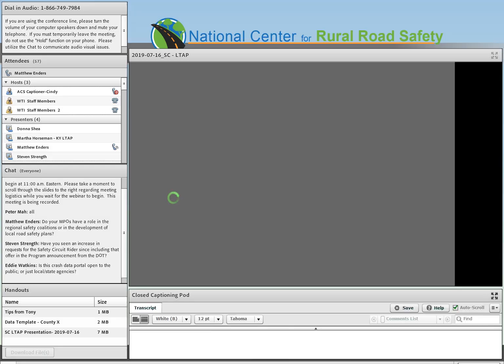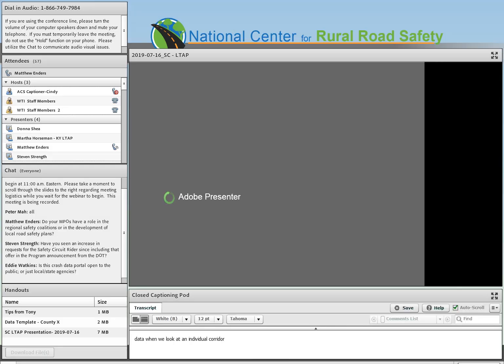Look at an individual corridor, we'll look at that corridor and compare it to other roadways in that agency as well as other roadways statewide so that they can see where they might be above the norm in some of those different measures and metrics, so they kind of know what to focus on and what to prioritize.